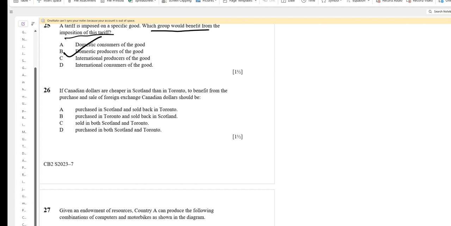And the last one is the Canadian dollars are cheaper in Toronto than in Scotland. A benefit from the purchase and sale of foreign exchange of the Canadian dollar should be the purchase in Scotland and sold back in Toronto.